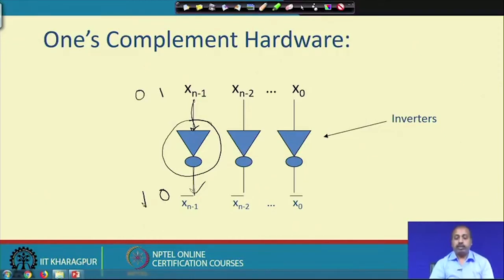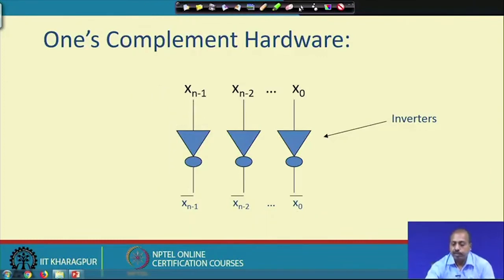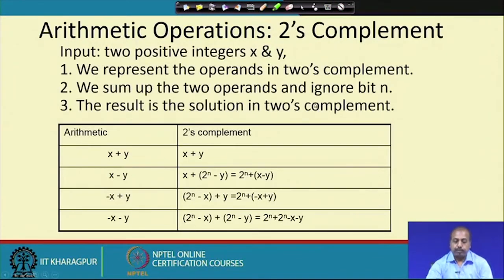But for 2's complement it is not that simple, because after doing this you have to have some adder which will be adding a 1 with this. So, the 2's complement hardware is going to be a bit complex compared to 1's complement. But anyway, 2's complement is fine, 1's complement is fine.